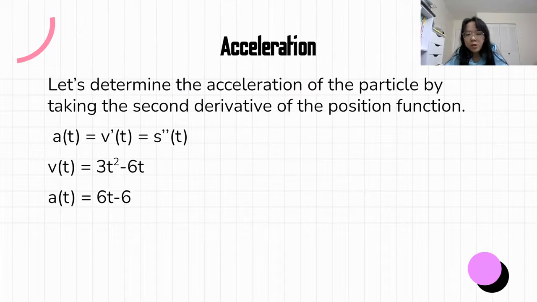Let's determine the acceleration of the particle by taking the second derivative of the position function. Taking the second derivative of the position function, we get the acceleration function, which is 6t - 6.